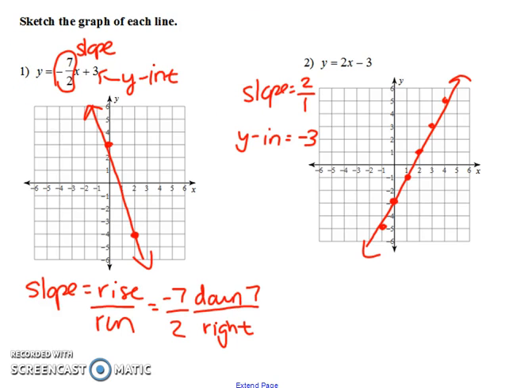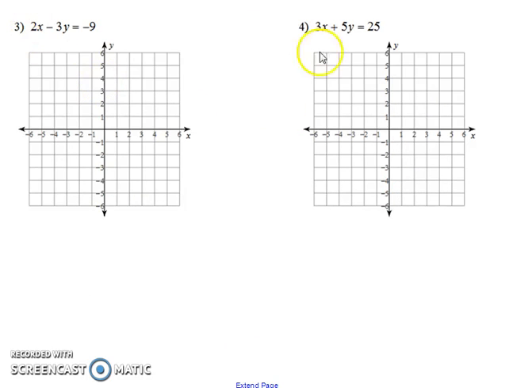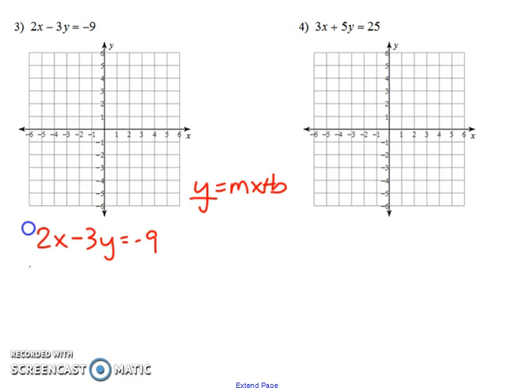Now if you look at the next ones in the bottom, these are not given in y equals mx plus b. So the first thing I have to do is change it. So I'm going to rewrite it down here. 2x minus 3y equals -9. So I want it to look like y equals mx plus b. So I want y by itself. So I need to get rid of this 2x by minusing 2x. And if I do it to the left side, I'm going to do it to the right side.